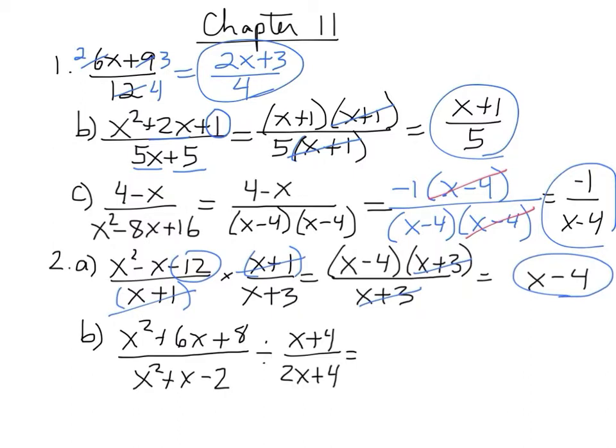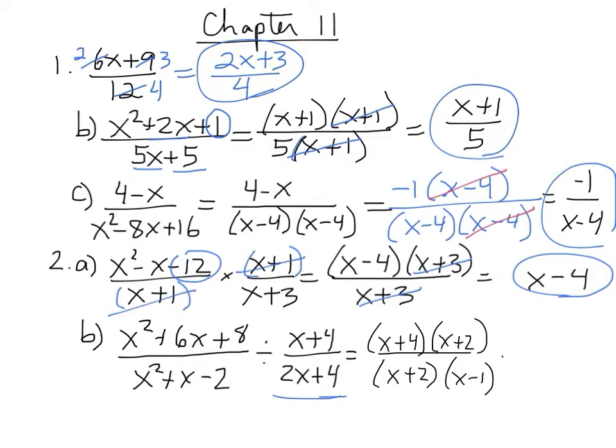When we have a division problem, we go ahead and make it a multiplication problem by flipping this second term. All right, and I'm going to do that, and I'm going to factor all in one fell swoop. So the x squared plus 6x plus 8 is going to factor to x plus 4 times x plus 2. 2 times 4 is 8. 2 plus 4 is 6. The denominator, x plus 2, x minus 1.